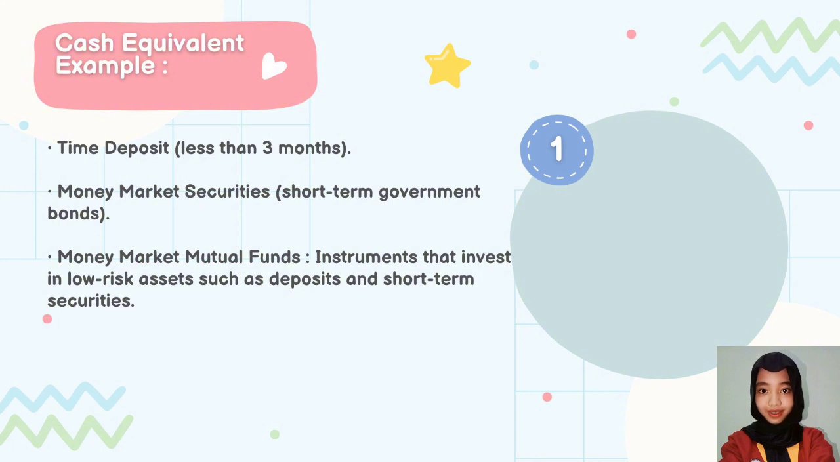Cash equivalent examples. Time deposit, less than 3 months. Money market securities, short-term government bonds. Money market mutual funds, instruments that invest in low-risk assets such as deposits and short-term securities.